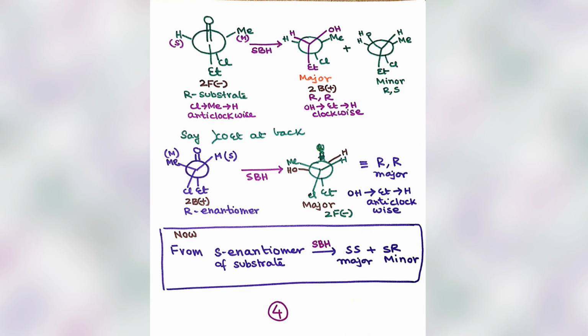And now one important aspect of this question is the R enantiomer of the substrate on sodium borohydride reduction produces the RR enantiomer as a major product. If we start from the S enantiomer of the substrate, which product will we be getting? The answer is the SS enantiomer will be the major and the SR enantiomer will be the minor product if we start from the S enantiomer of the above substrate.